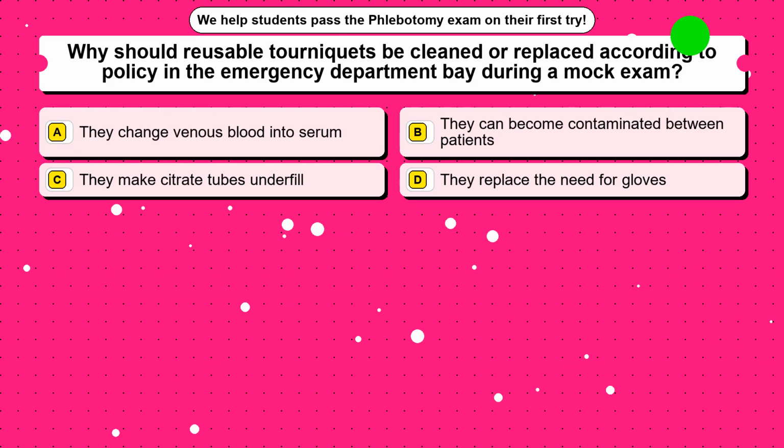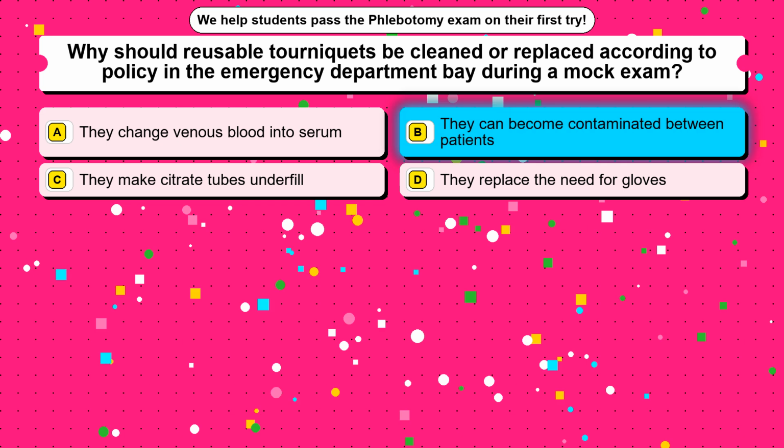Question 97. Why should reusable tourniquets be cleaned or replaced according to policy in the emergency department bay during a mock exam? Option A. They change venous blood into serum. Option B. They can become contaminated between patients. Option C. They make citrate tubes underfill. Option D. They replace the need for gloves.